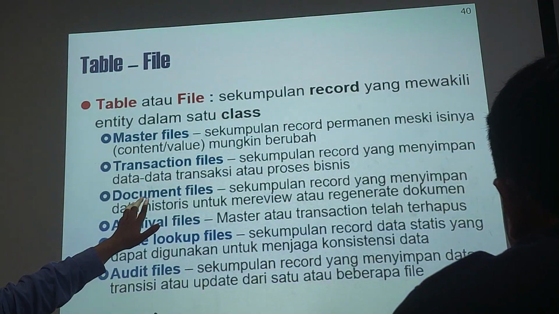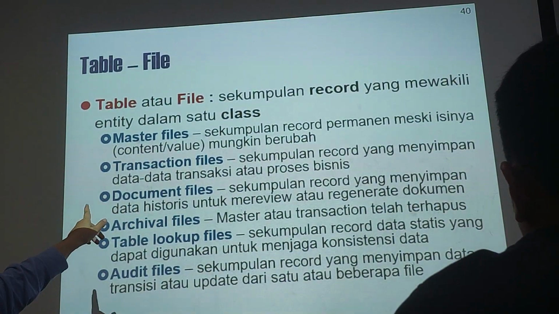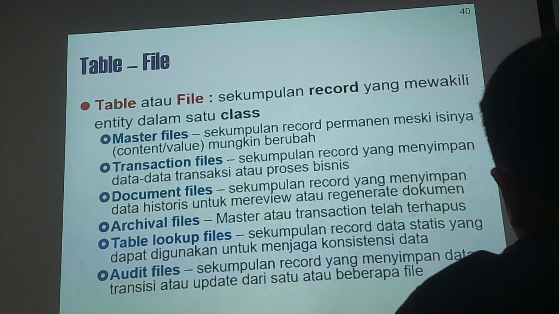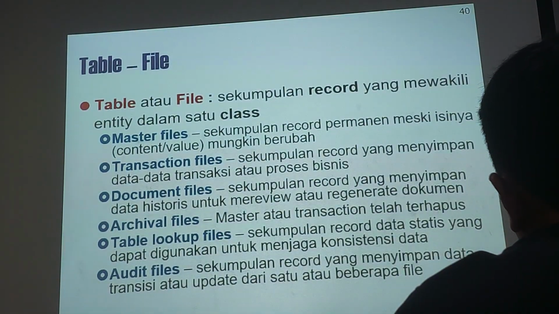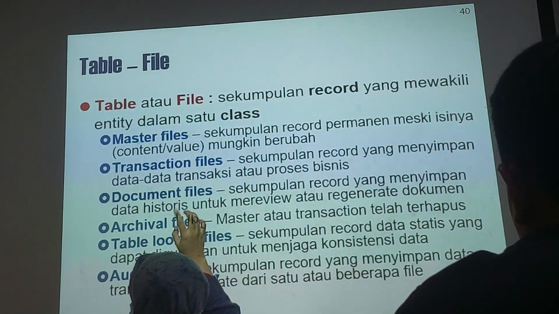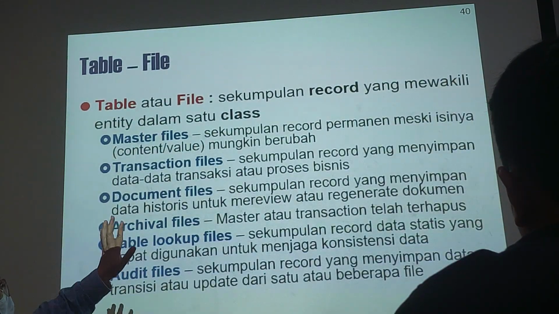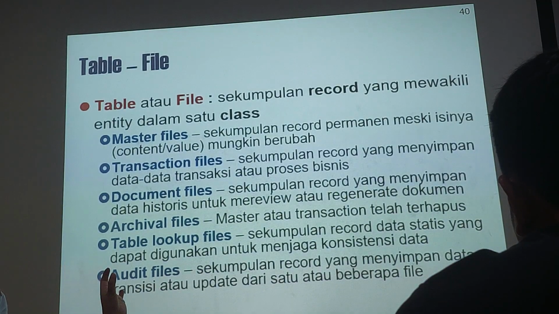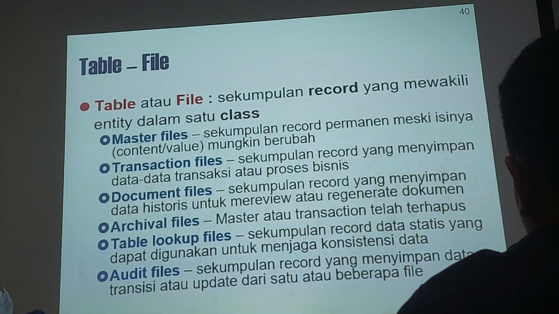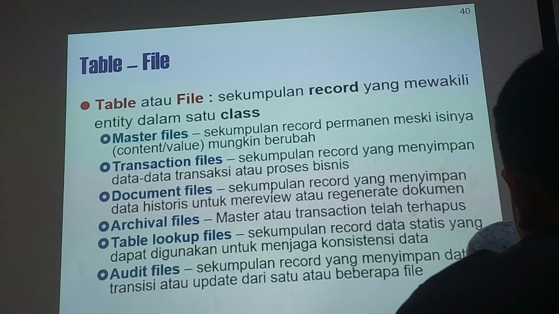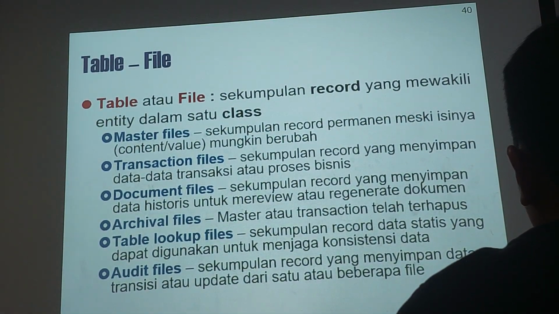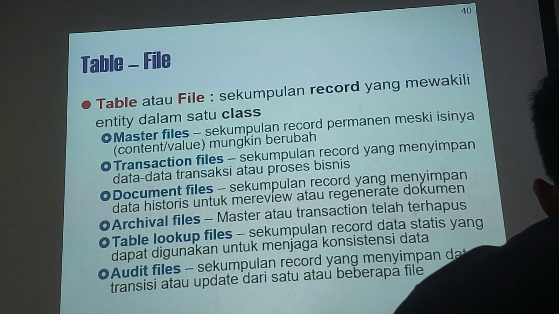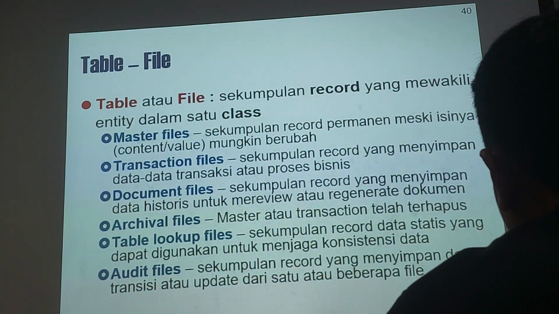This is a permanent record. The content may be changed, but not very often. They only have little change, maybe about the title for the lecturer. We have a master file, so the data is permanent, but only small changes. So we call it master file.